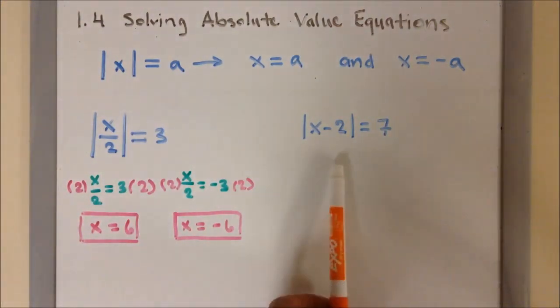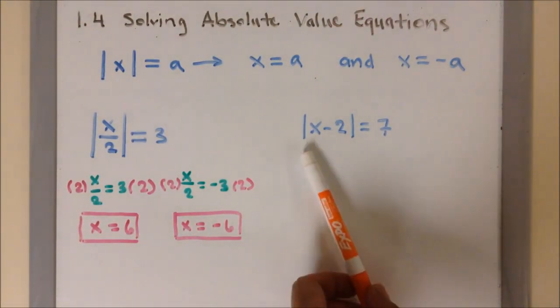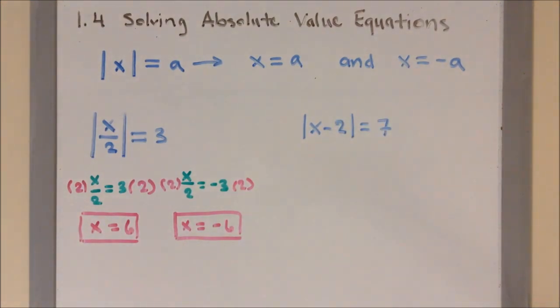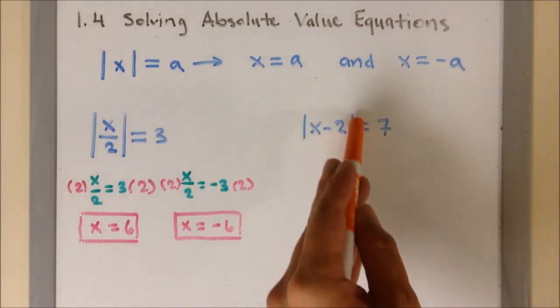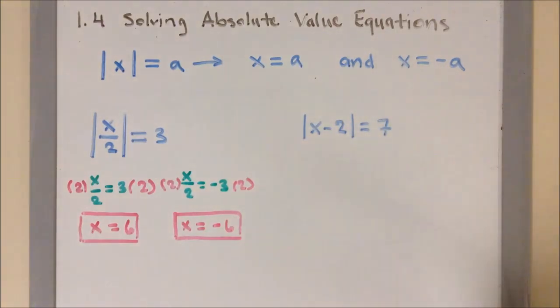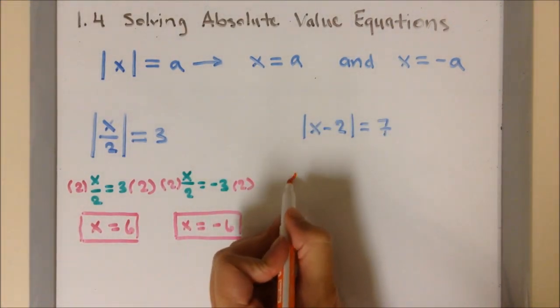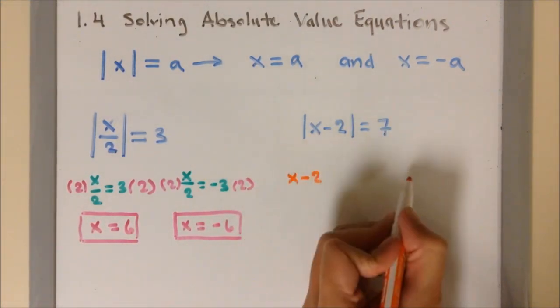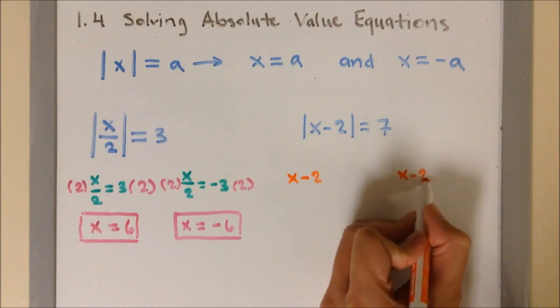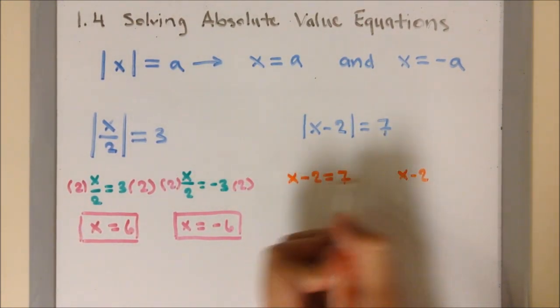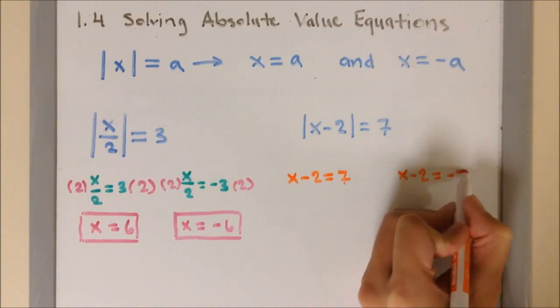Now, example 4 is the absolute value of x minus 2 equal to 7. Nothing in front, nothing behind, nothing underneath. So, absolute value is by itself. I'm going to write the inside twice. x minus 2, x minus 2. One equals positive 7. The other equals negative 7.